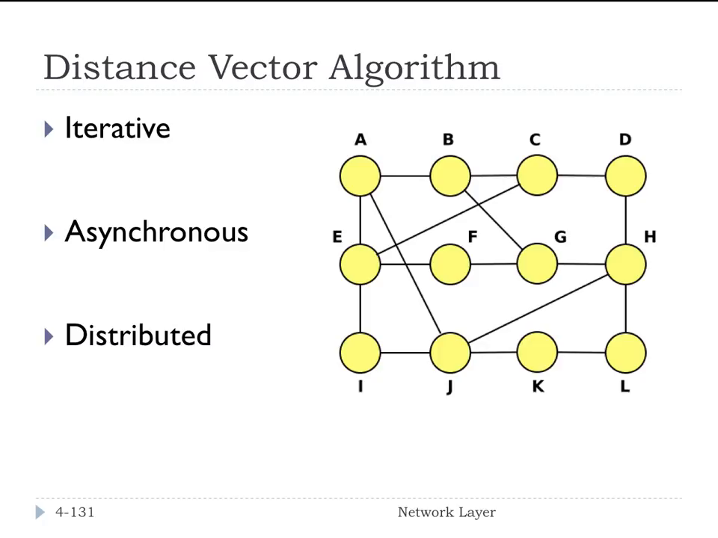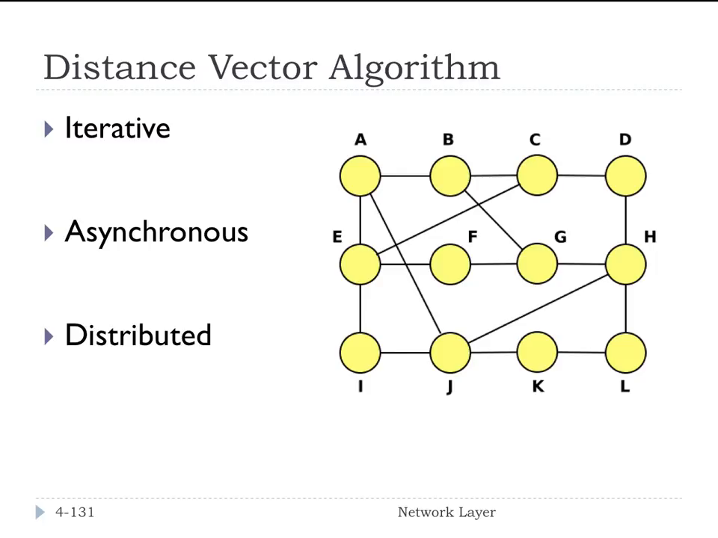These are three important characteristics of the distance vector algorithm. It's iterative. That means it repeats until no more information is exchanged between neighbors. We're just going to keep repeating and sharing this information. It's asynchronous. It doesn't require all nodes to operate in lockstep synchronization. And it's very distributed. Each node acts independently based on the information that it receives from its own direct neighbors, and then it distributes the results back to its own neighbors. So there's no broadcasting. There's no centralization at all.